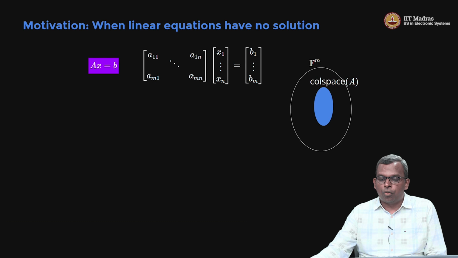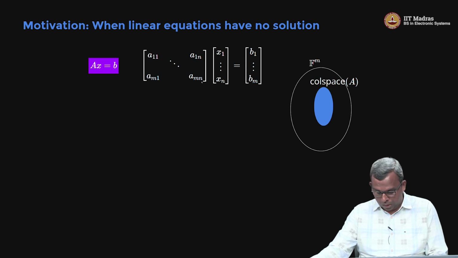Now, if you look at how solutions exist and don't exist for such a system, you have Fm, which is your space of all possible vectors with m coordinates. That's this big egg-shaped picture. Inside that, there is a smaller space, which is the column space of A. Generally it's a smaller space, maybe it's the whole thing, depends. The column space of A is the space spanned by the columns of A.